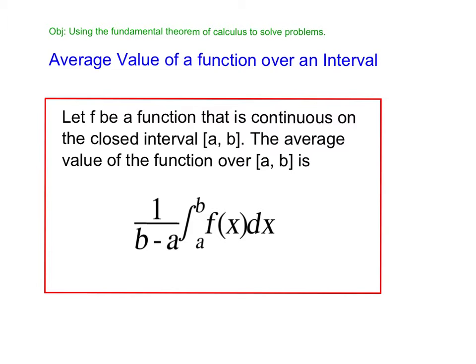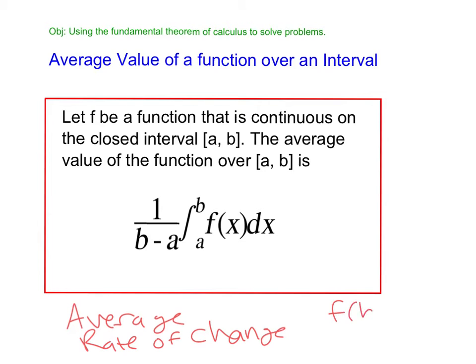All right, average value. Put this in your list of things to memorize. Be careful not to confuse this with average rate of change. The average value of something is 1 over b minus a times the integral of a to b of f of x dx, versus average rate of change, which is your f of b minus f of a over b minus a.